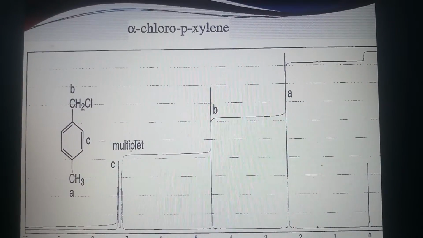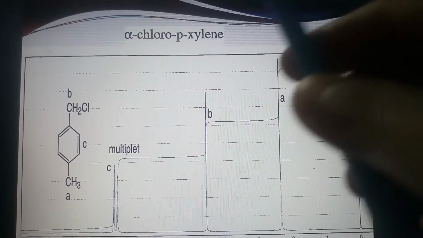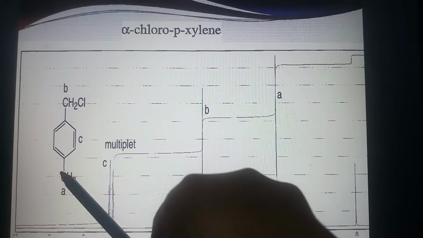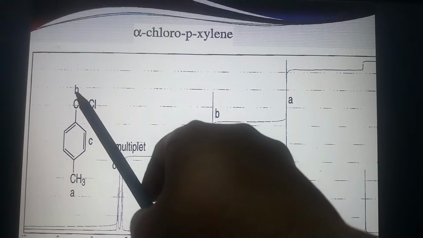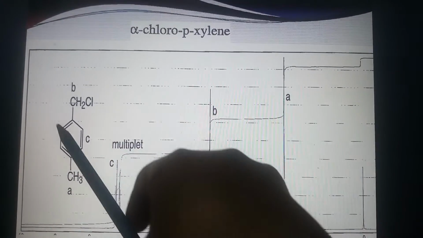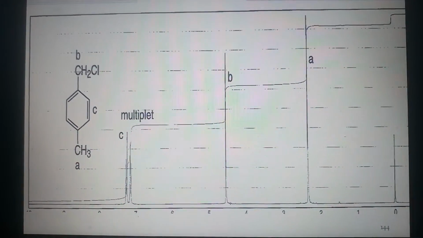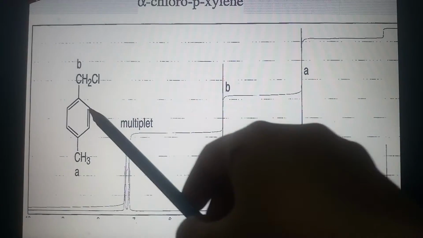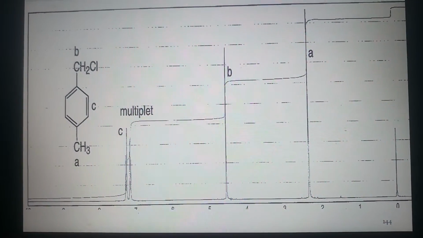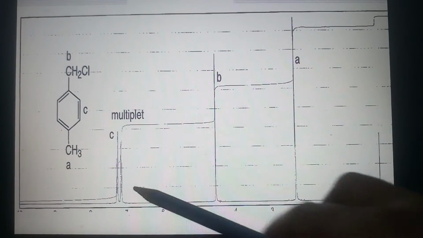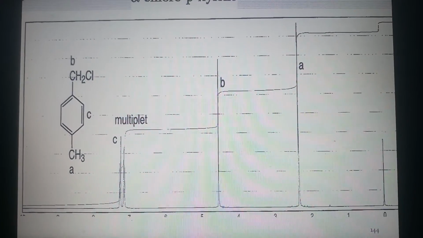This is the spectrum of alpha-chloro-p-xylene. 3 types of protons are available here. This methyl will appear as a singlet, and this methine will appear as another singlet, and all 4 aromatic protons will appear as a multiplet because they are coupled with each other, and it appears at nearly 7.2 ppm.